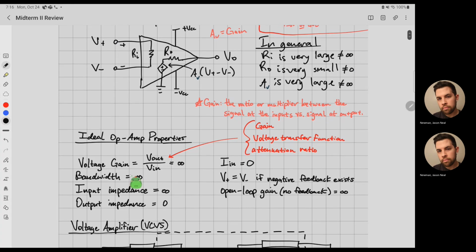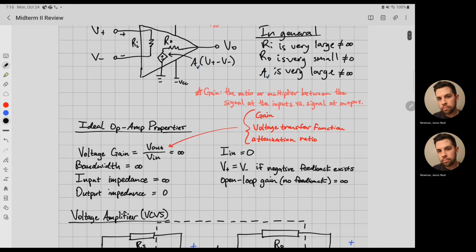So in an ideal op amp, the voltage gain is equal to V out over V in, which is equal to infinity, because this is an ideal op amp. And then the bandwidth is equal to infinity. We'll talk more about this later. The input impedance is equal to infinity, and the output impedance is equal to zero.